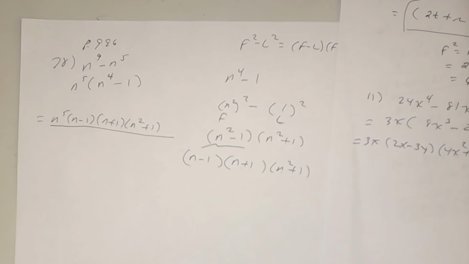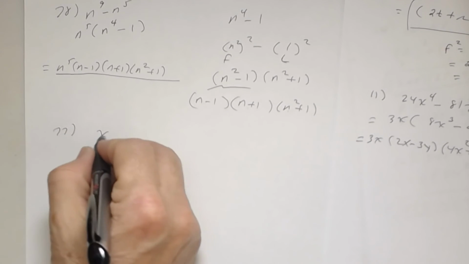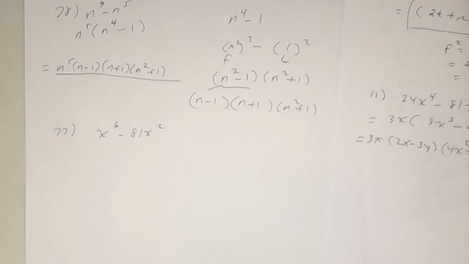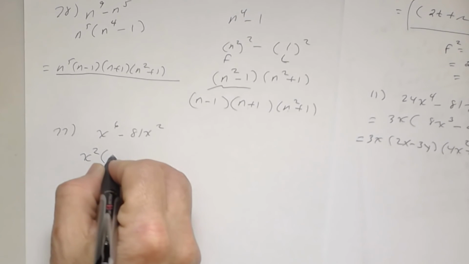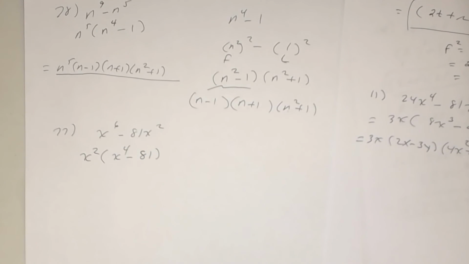So there was one problem on one of your worksheets that you had to go further with it like that. Okay, and this is 77. You have x to the 6 minus 81x squared. What's the GCF? x squared times x to the fourth minus 81. Okay. Now remember, you got to take that x to the 4th minus 81 and see if you can do anything else to it.